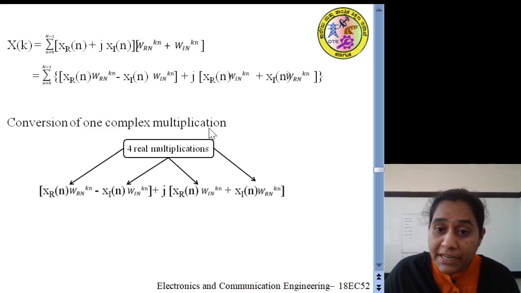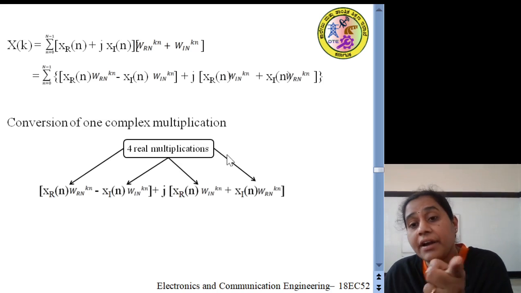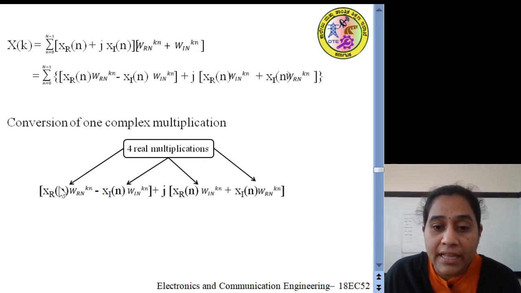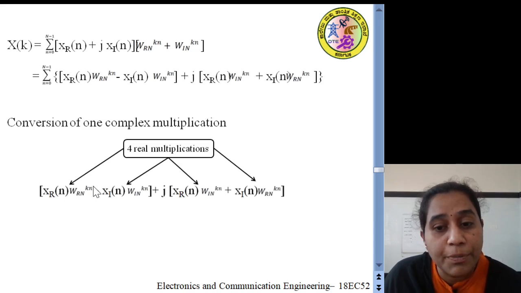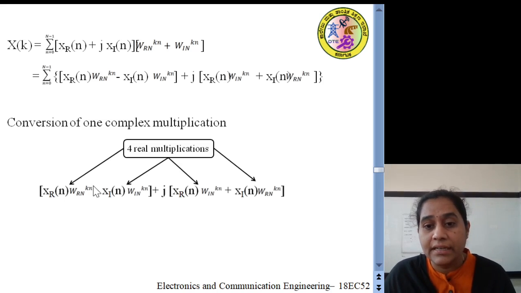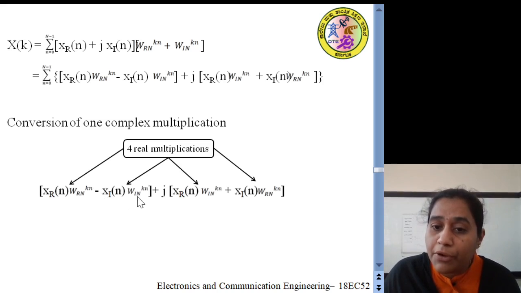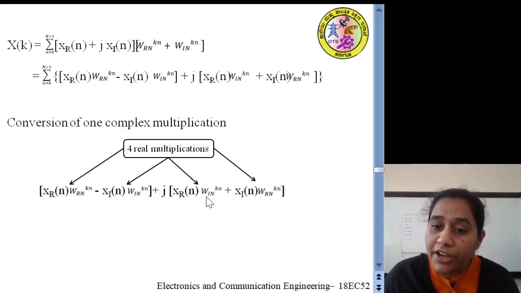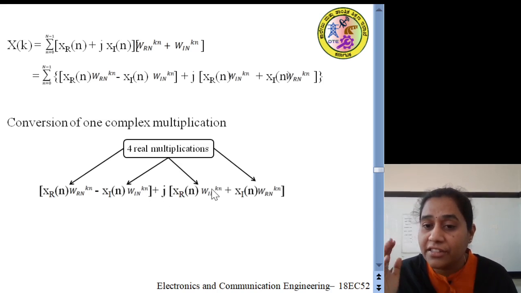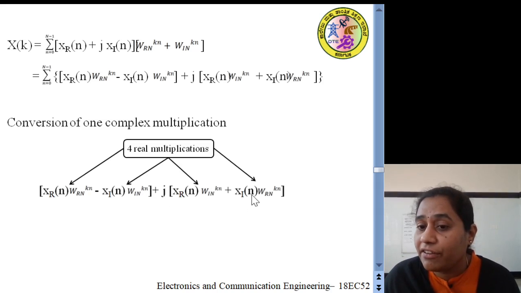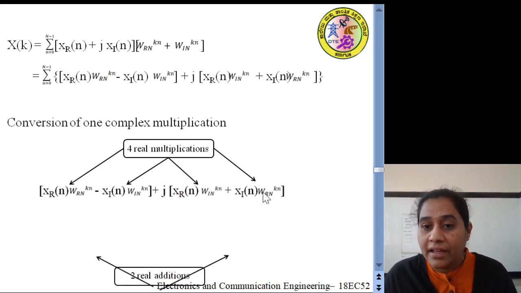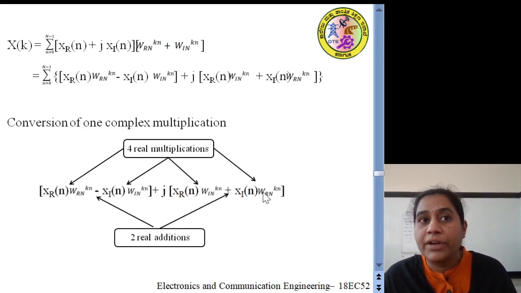See, that one complex multiplication is converted now into four real multiplications. xr of n into wrn raised to the power of kn, that is one real multiplication. xi of n into win raised to the power of kn, this is the second real multiplication. xr of n into win raised to the power of kn, this is the third one, and the last is xi of n into wrn raised to the power of kn. So there are four real multiplications. Similarly, two real additions.